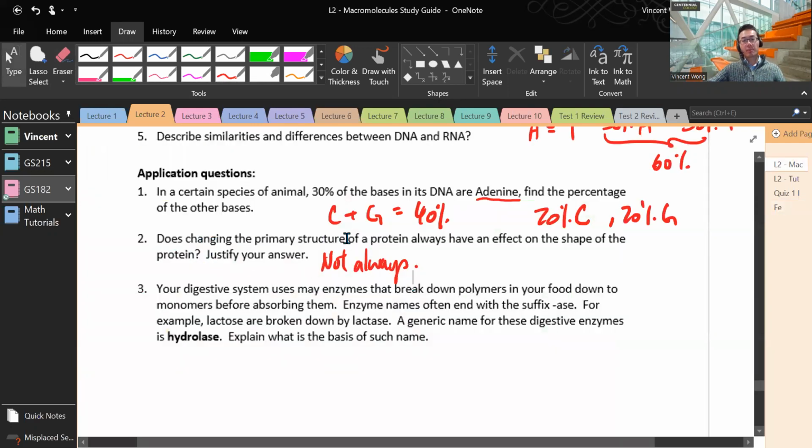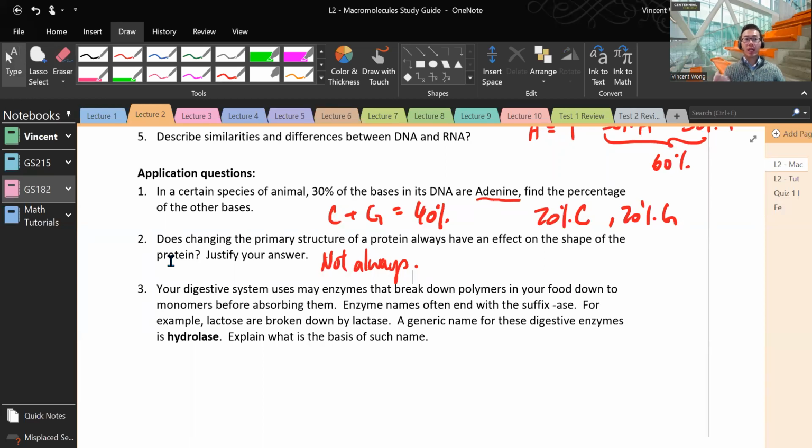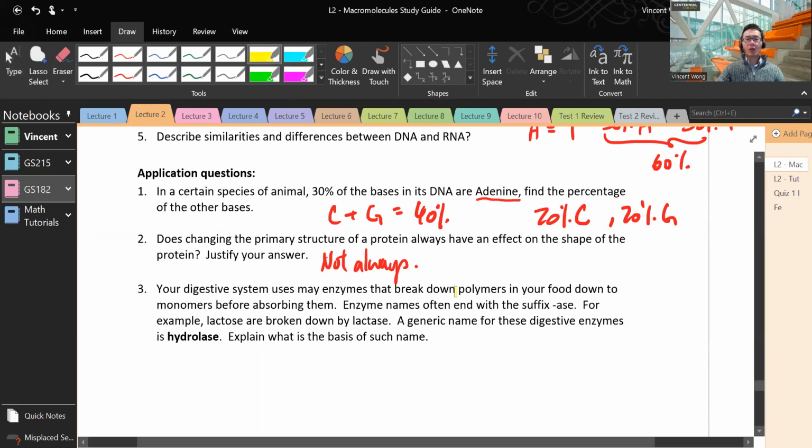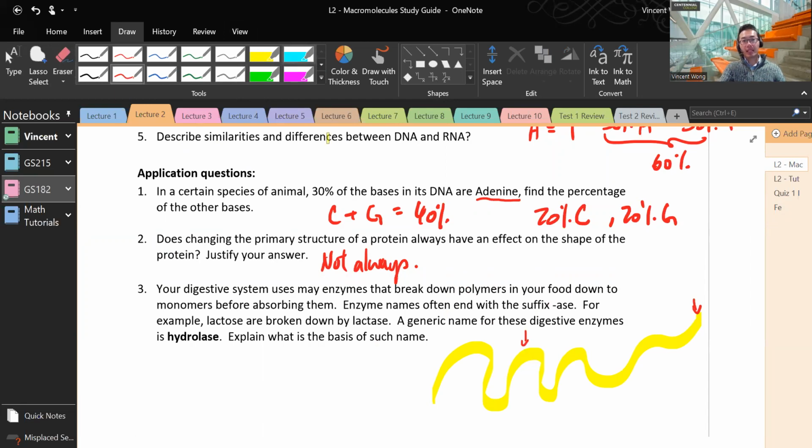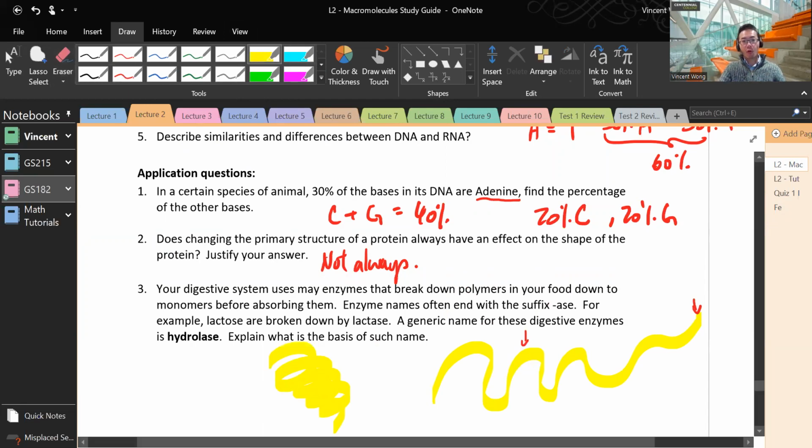So, does changing the primary structure of a protein always change the shape? Again, not always. It depends on what the change was, and also on where the change took place. Remember, your polypeptide is really, really long, right? So if the change happens at the very end, then maybe it's not going to have as much of an effect as if the change happens in the middle, and that middle happens to be a section that will form a helix.